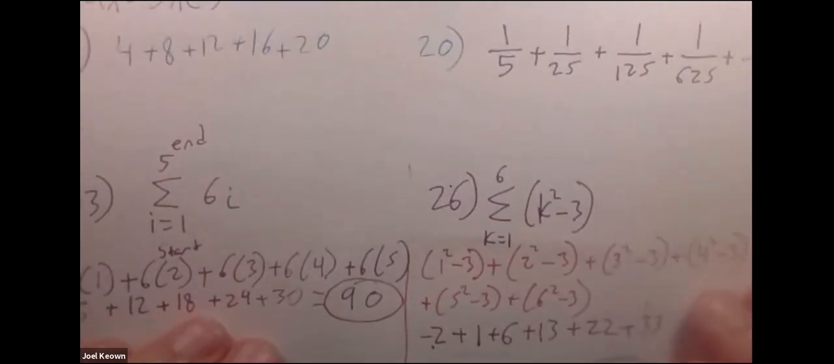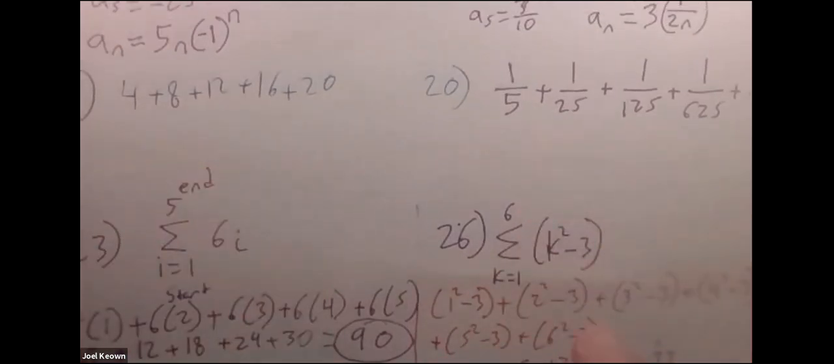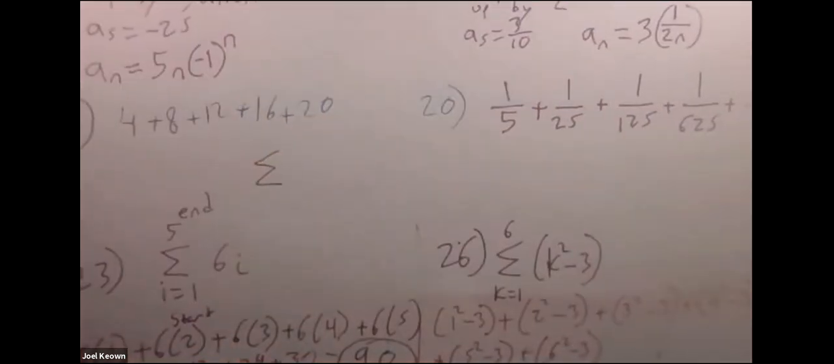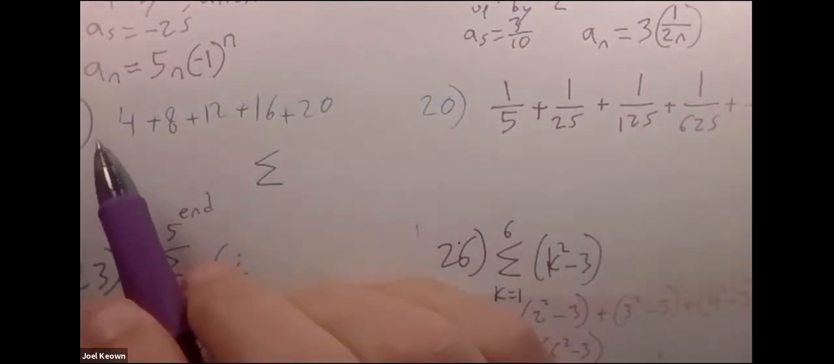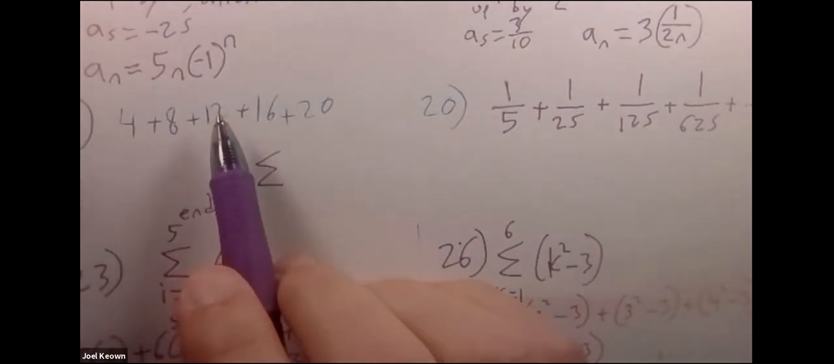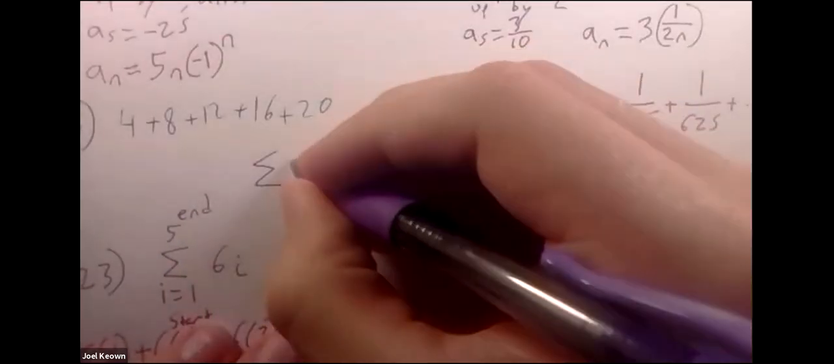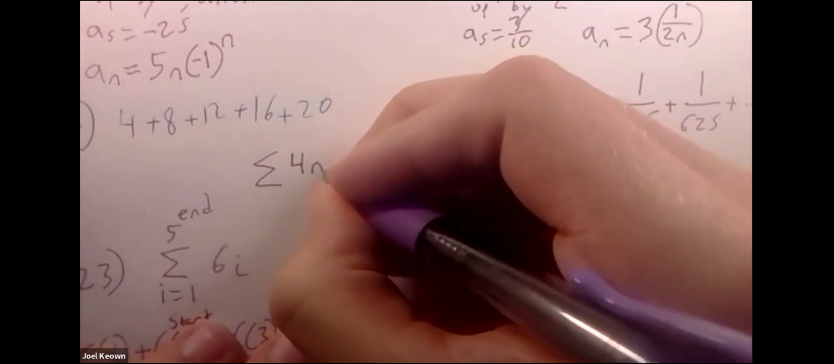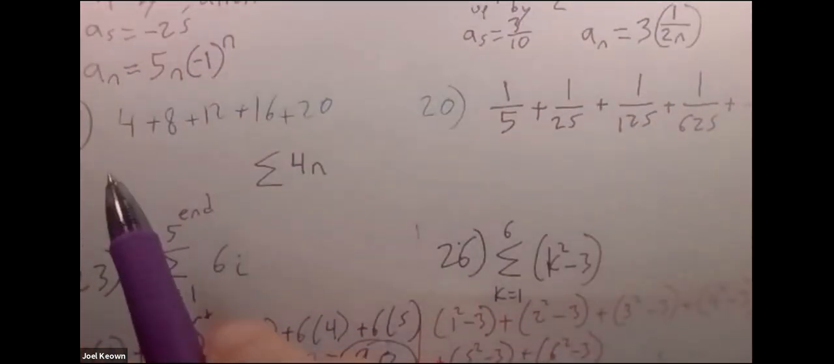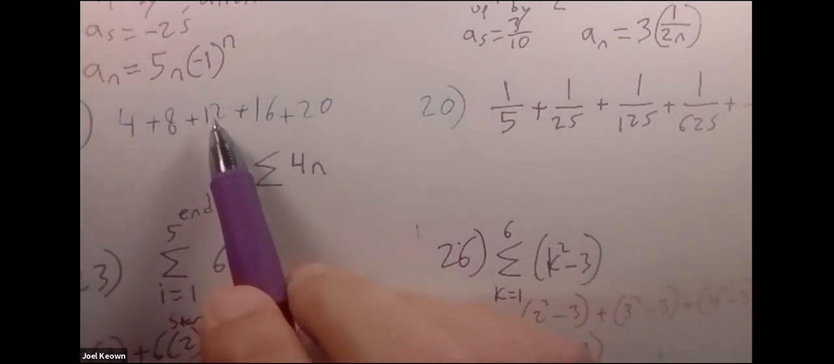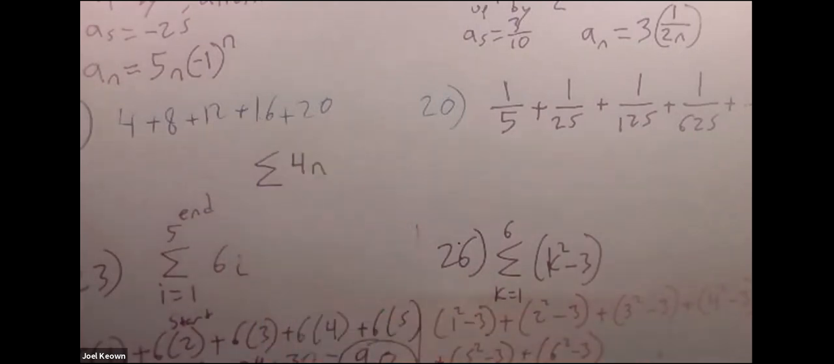Okay, so now let's look back here. It wants me to go backwards. It wants me to just write this out like one of those. So the first thing I'm going to do, write my little E looking thing and say, okay, what's my pattern? 4, 8, 12, 16, 20. Oh, they're going up by 4. Okay, so I have 4n. Well, let's see if that works. Plug 1 in, I get 4, 2 in, 8, 3 in, 12, 4 in, 16, 5 in, 20.